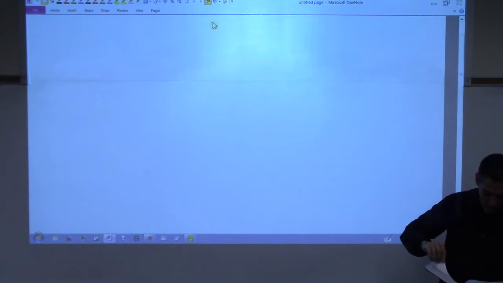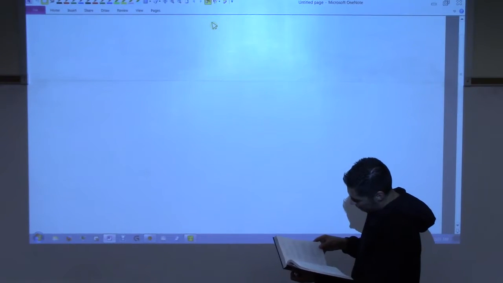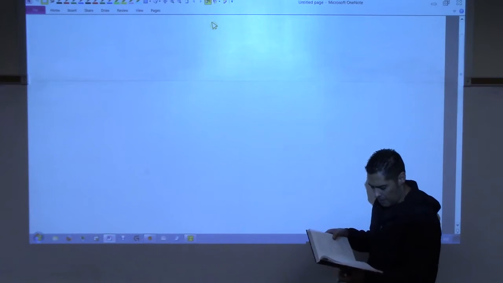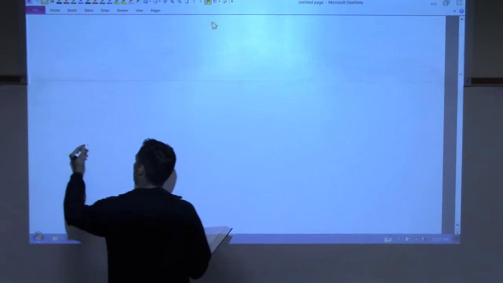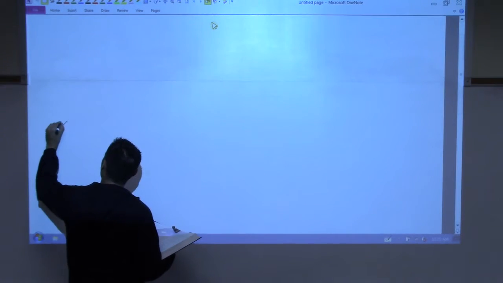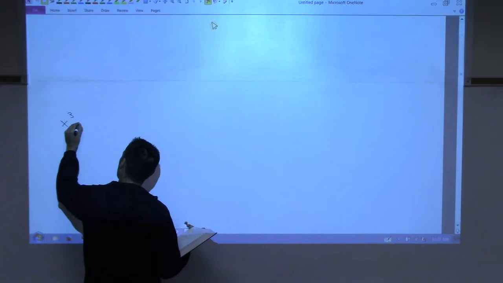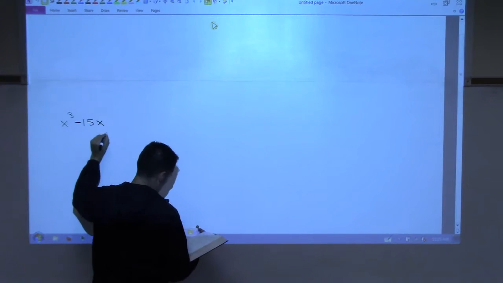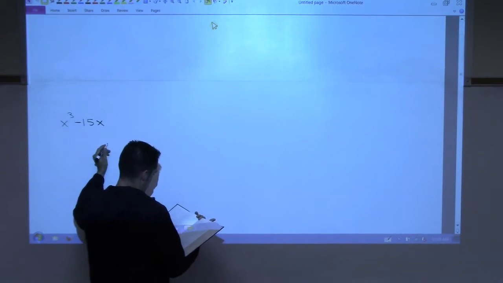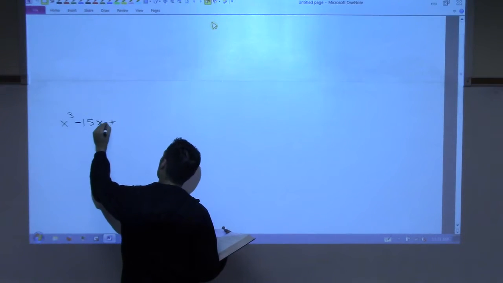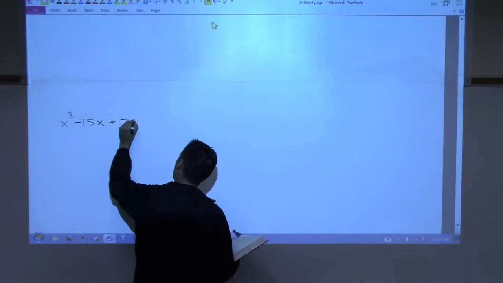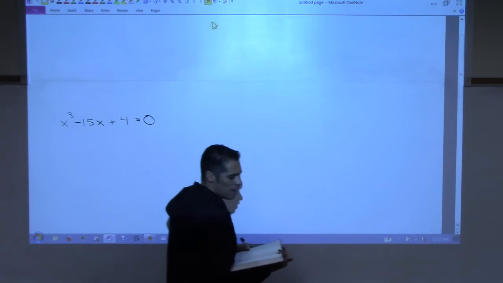Because you never know, I could ask a bonus question, right? I could. So look at this. I'm going to take this equation, x cubed minus 15x plus 4 equals 0. All right, that's an equation, isn't it?